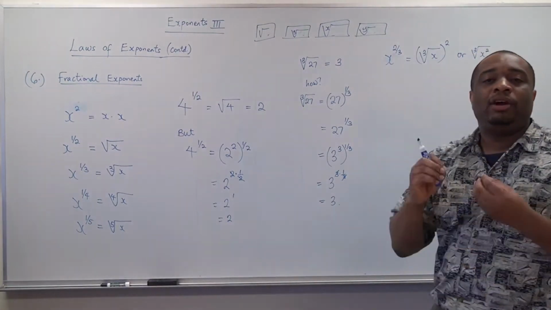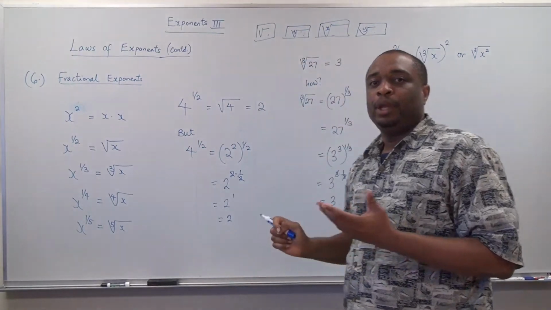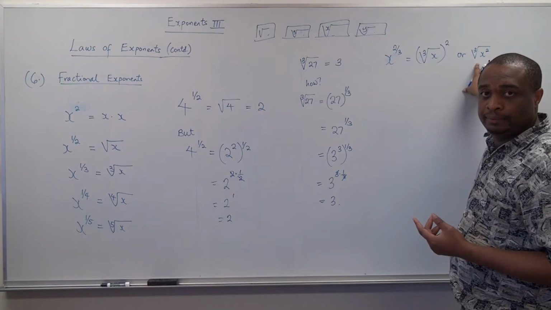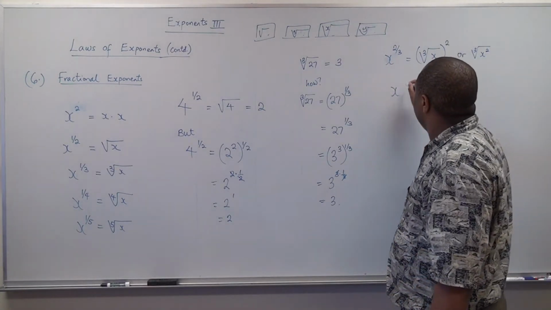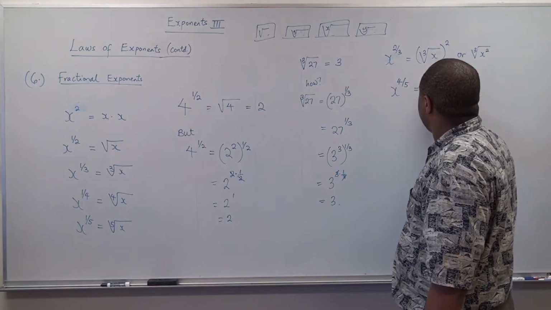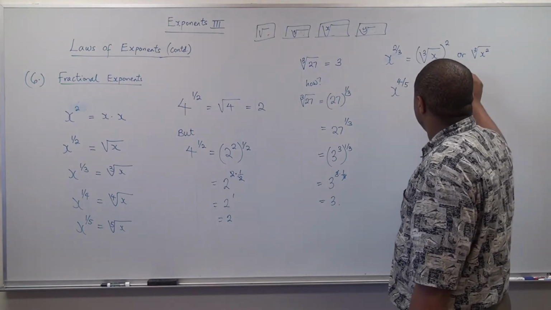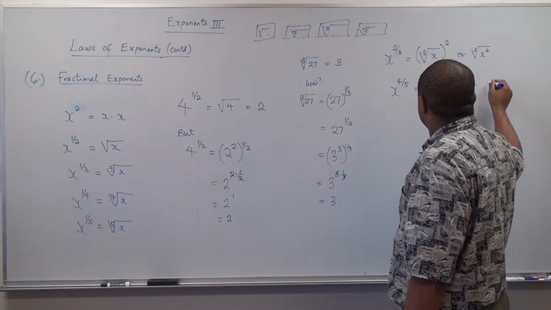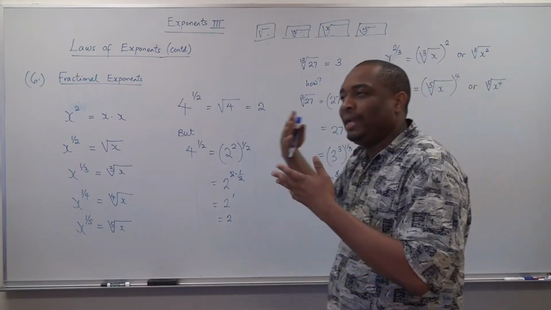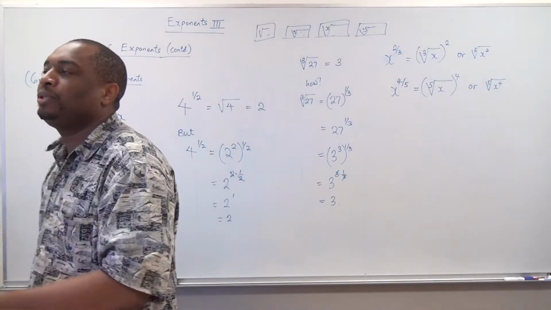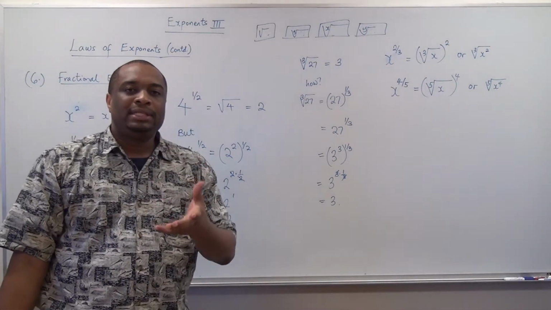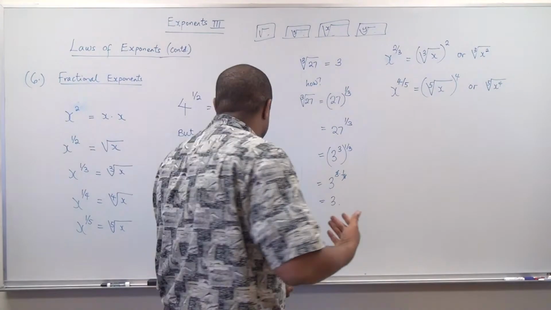Now, depending on the question you're given, you might either choose to do it this way or this way. If we have x raised to power 4 over 5, this means the 5th root of x, all raised to power 4. Or you can have it as the 5th root of x to the 4. Sometimes you might want to raise x to the 4th power first before you take the 5th root. Okay, it all depends on the question that you are given.